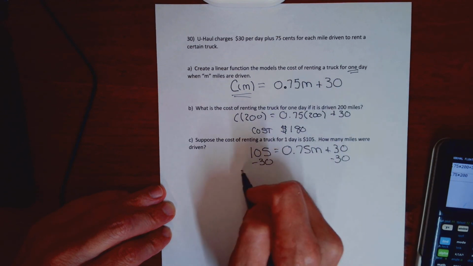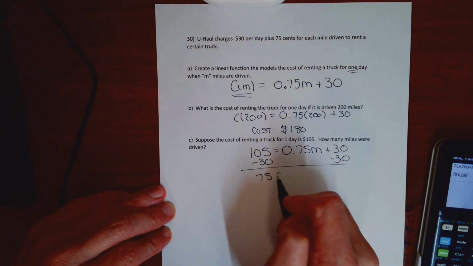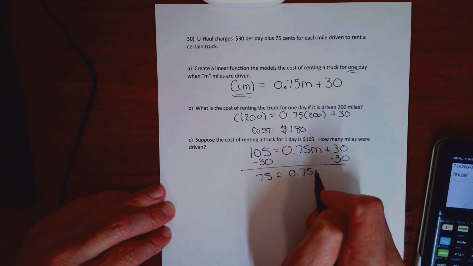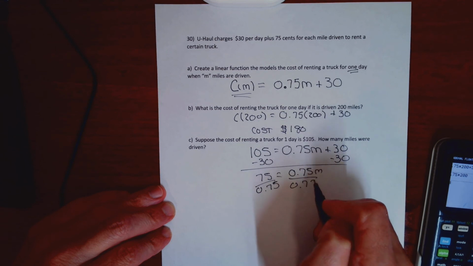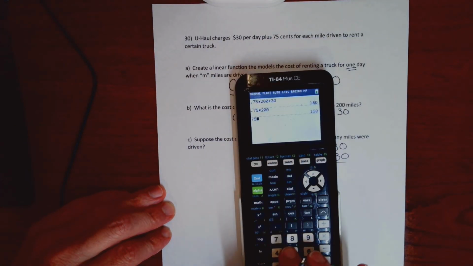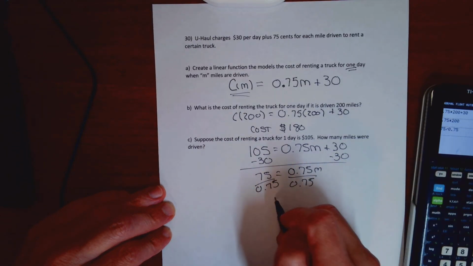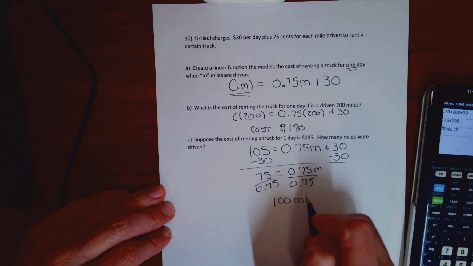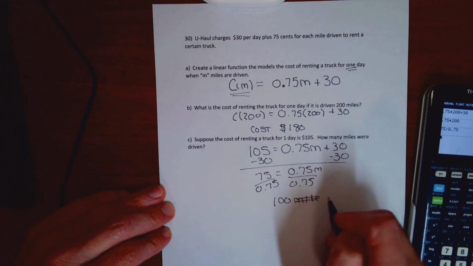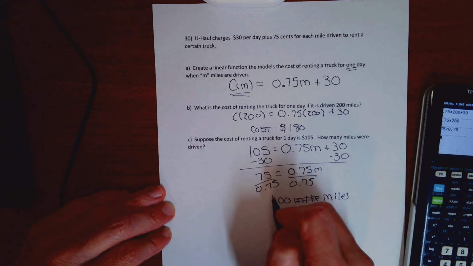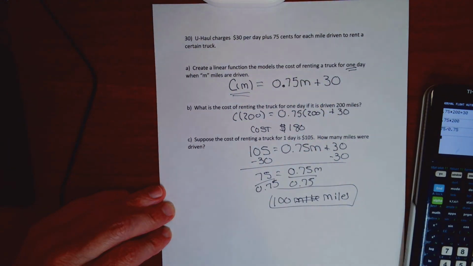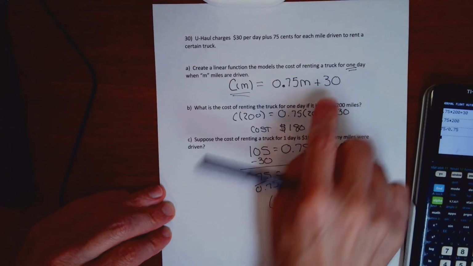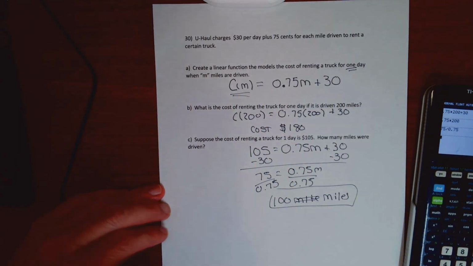The algebra is going to be the minus 30 from both sides. And then divide by 75, or 75 cents. And then 75 divided by 0.75 gives me 100 miles. And this makes sense to me because if you drive 100 miles and you're paying 75 cents a mile, that's $75 for the miles plus another $30. 75 plus 30 is 105 bucks.